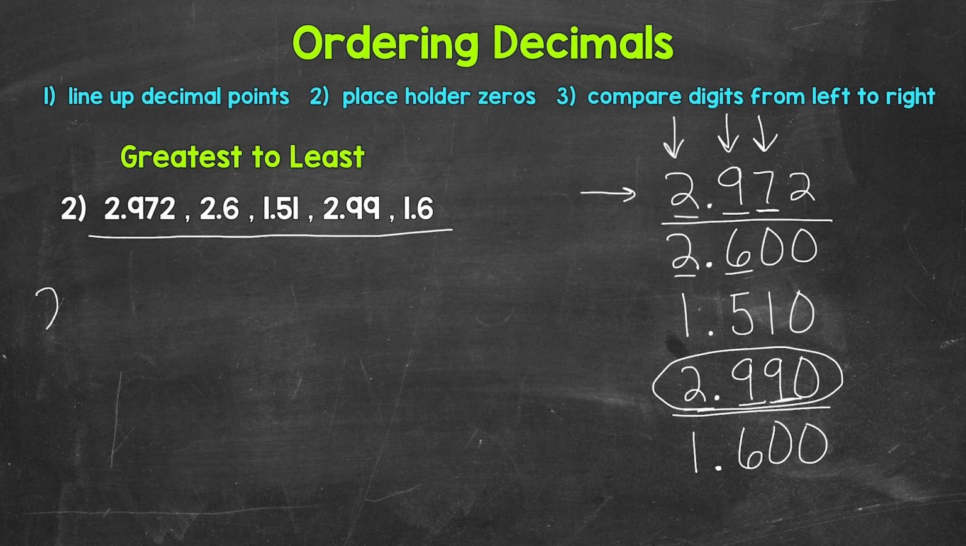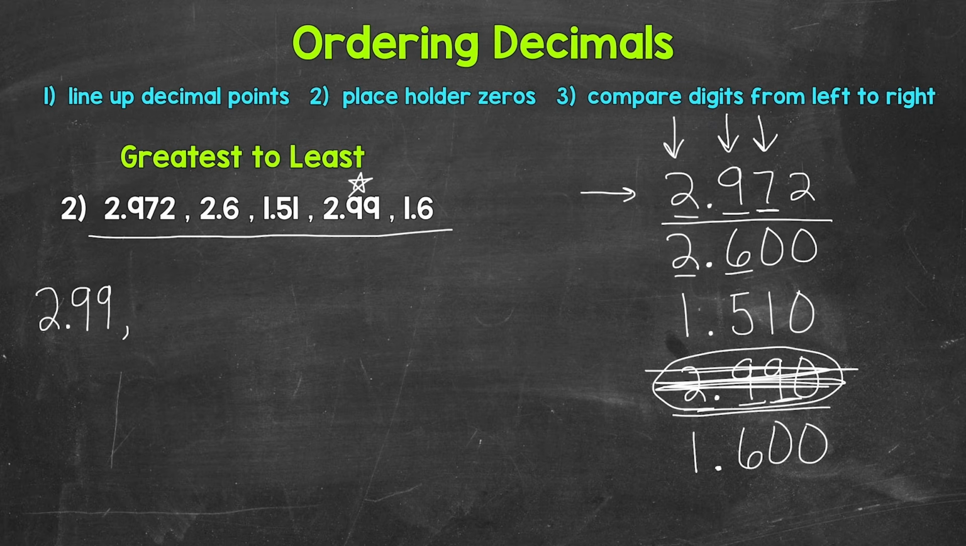So let's write this off to the side. 2 and 99 hundredths. And then I'm going to put a comma here. Now I wrote the decimal from the original list, 2 and 99 hundredths, not the equivalent decimal with the placeholder 0, 2 and 990 thousandths. Now again, those are equivalent, so either will work, but I'm going from the original list. Now we can cross this off and move on to what we have left.